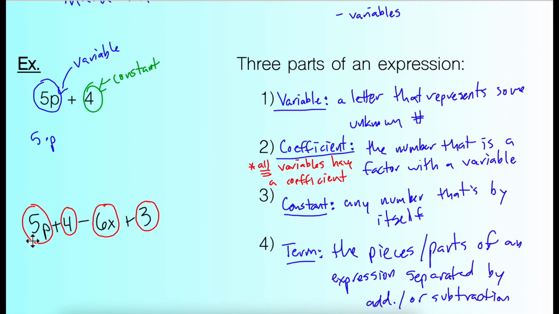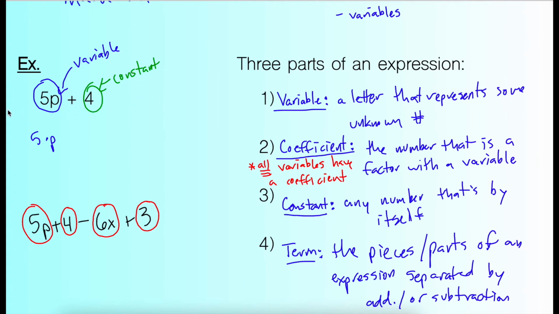So 5 times p, that's one term. 4, that's another term. 6x, that's another term. And 3, that would be another term. And we'll be talking a whole lot more about terms as this unit goes on. But for now, just understand that terms, very simply, are just the pieces, the parts of an expression.